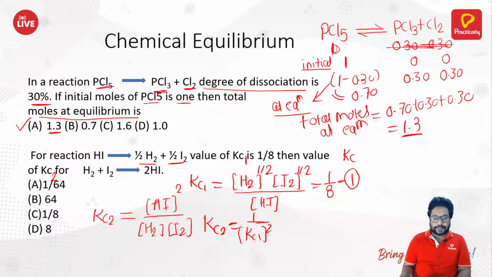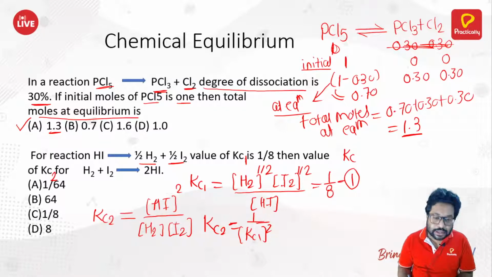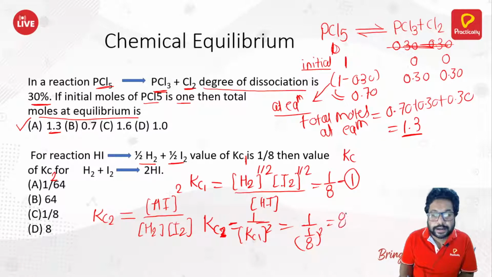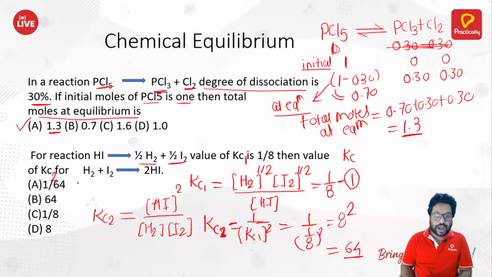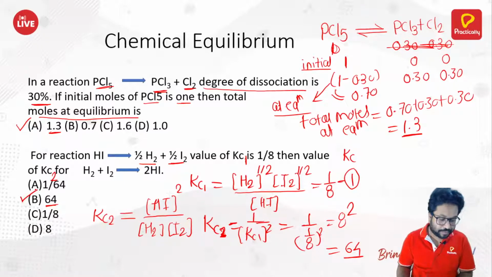You can see that clearly. In Kc1, you have HI in the denominator. In Kc2, you have HI in the numerator. And this is HI, this is HI square. This is H2 under root, this is H2 normal. That means if you square Kc1 and reverse it, you will get Kc2. And that is why, putting the value of Kc1, which is 1 by 8, Kc2 is 8 square. 8 square is how much? 64. And that is how your answer is B, that is 64.